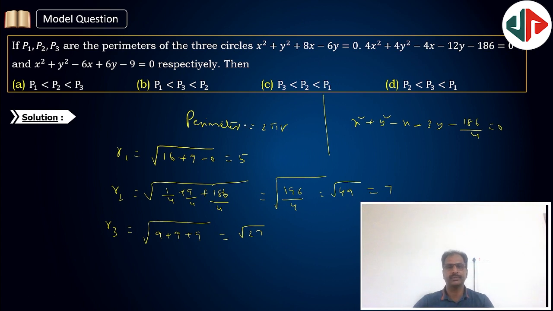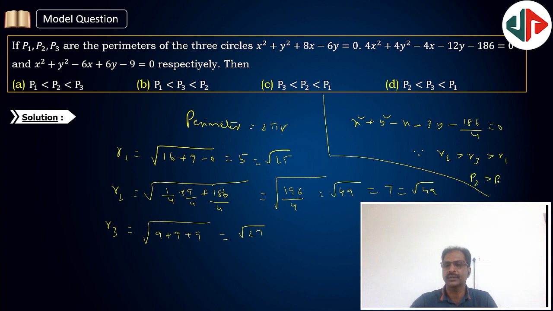So perimeter depends upon radius. If the radius is more, perimeter will be more. So 5 is root 25, this is root 49, this is root 27. So clearly, since R2 is greater than R3 greater than R1, perimeter of second circle is greater than perimeter of third circle is greater than perimeter of first. So P2 greater than P3 greater than P1, or P1 less than P3 less than P2, option 2.